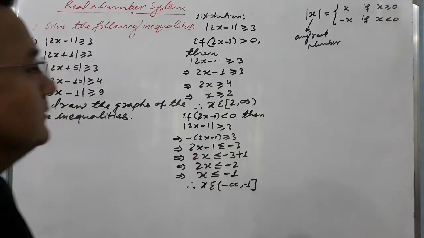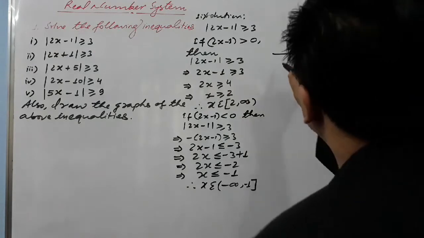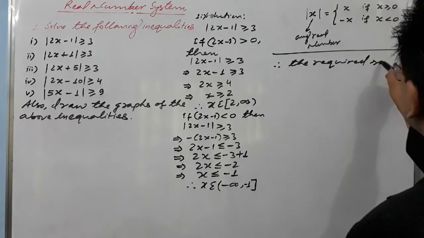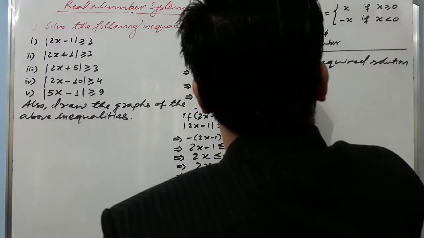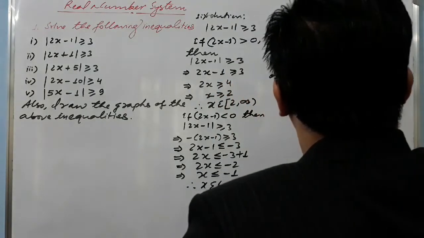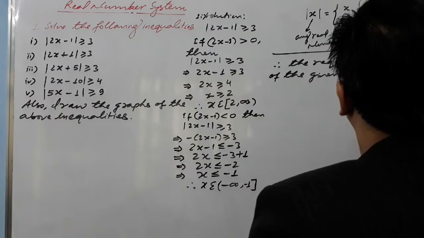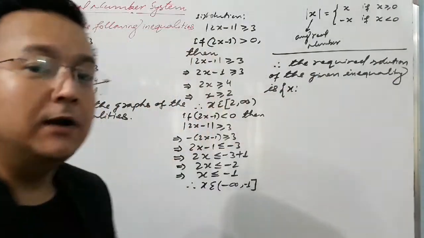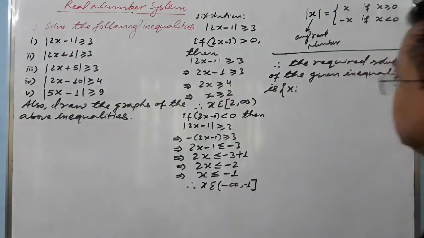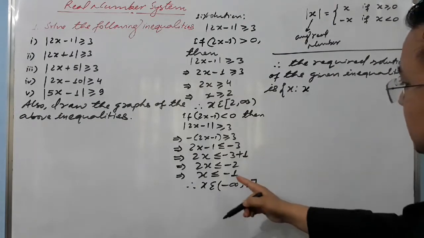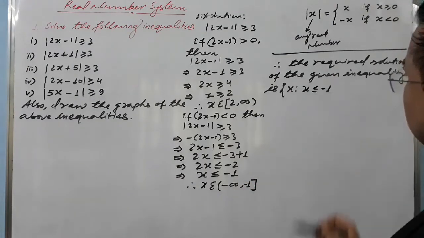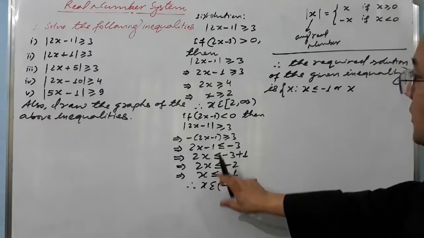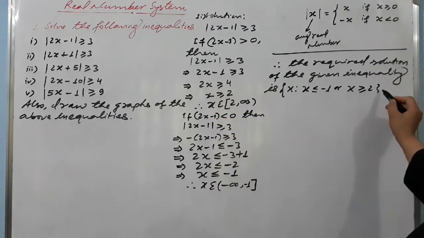Now let's combine them. Let me show how to write the solution. Therefore the required solution of the given inequality is, listen to me, you can write it in set builder form: x such that x is less than or equal to minus 1, or x is greater than or equal to 2.